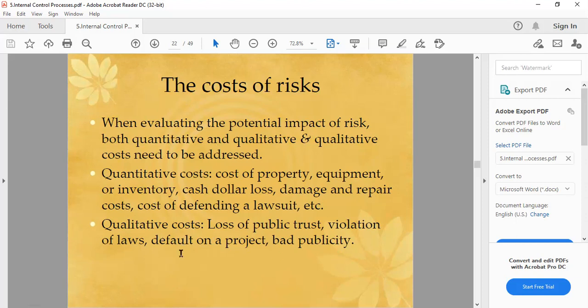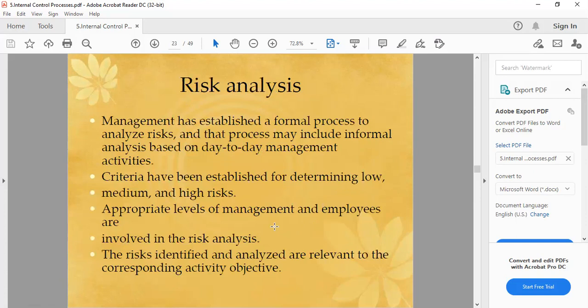Then violation of laws, default on a project, our client is not able to meet deadlines so many times, that could be our risk indicator, and bad publicity. So because of some corporate scandals or issues, the corporation now has bad publicity or bad reputation. And as such, management should be able to analyze, and as auditors, we should be checking if the managers are doing some sort of risk analysis procedures so that they would be able to know how to address and minimize the impact again of those risks.